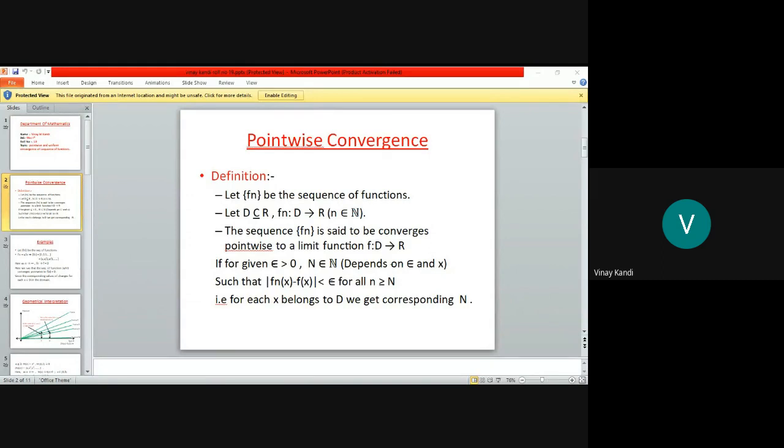Okay, such that mod of fn of x minus f of x is less than epsilon for all n greater than or equal to capital N. So for each x belongs to D, we get the corresponding N.